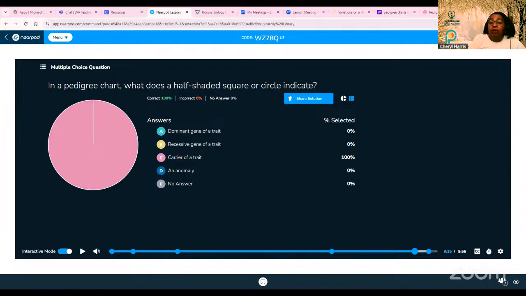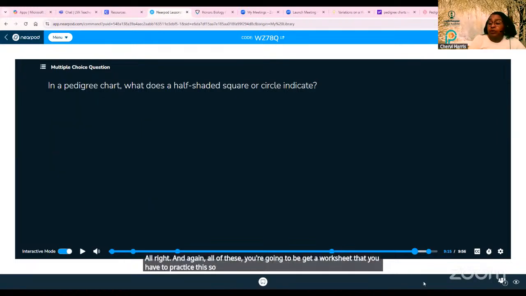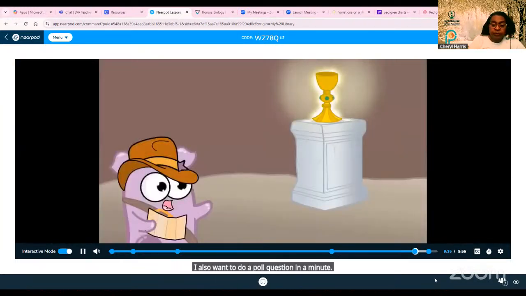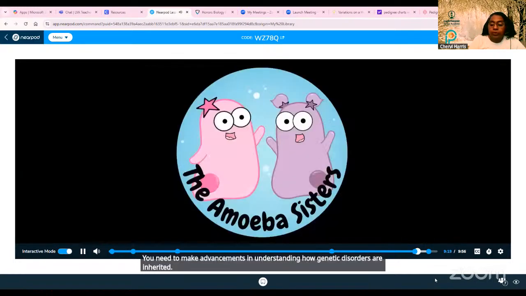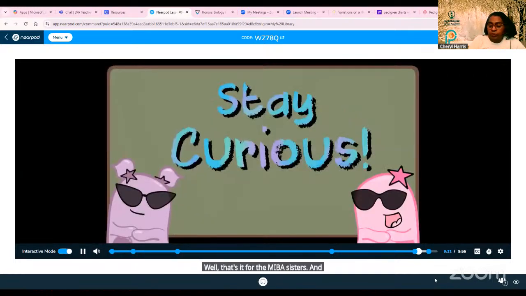All right. And again, all of these, you're going to get a worksheet that you have to practice this. So I'm going to give you a chance to ask questions. I'm also going to do a poll question in a minute. Make advancements in understanding how genetic disorders are inherited. Well, that's it for the Amoeba Sisters, and we remind you to stay curious.